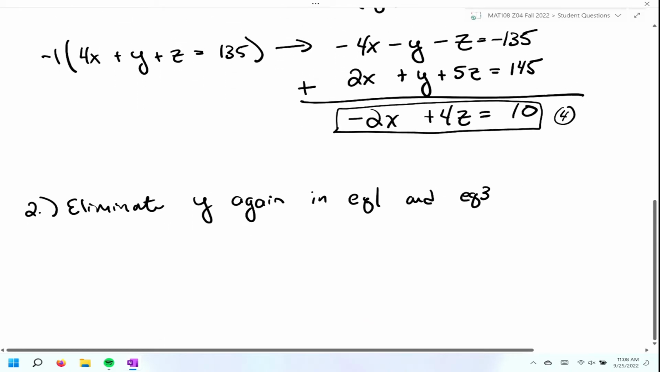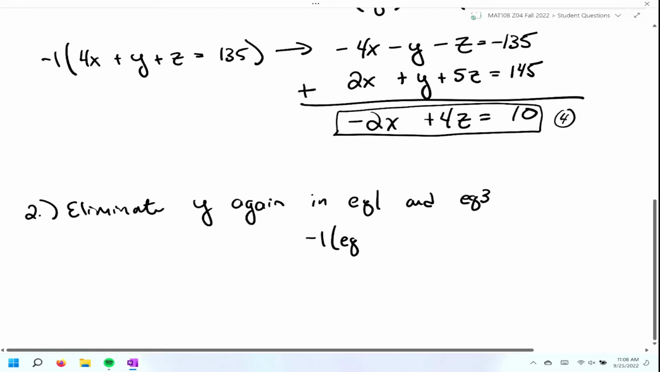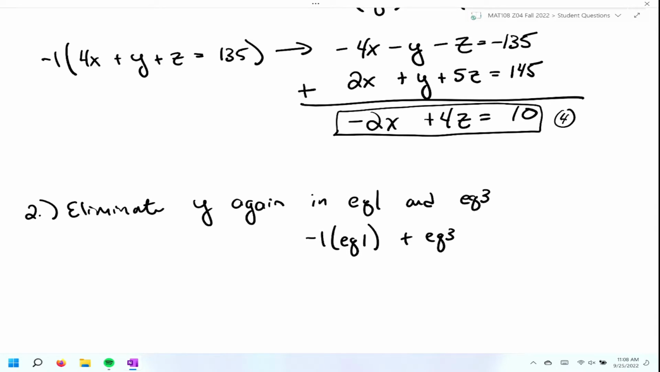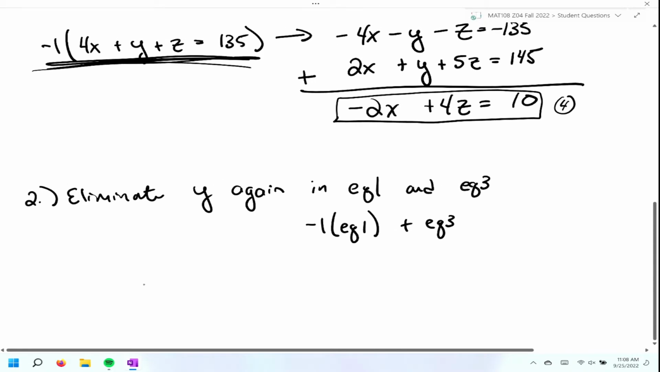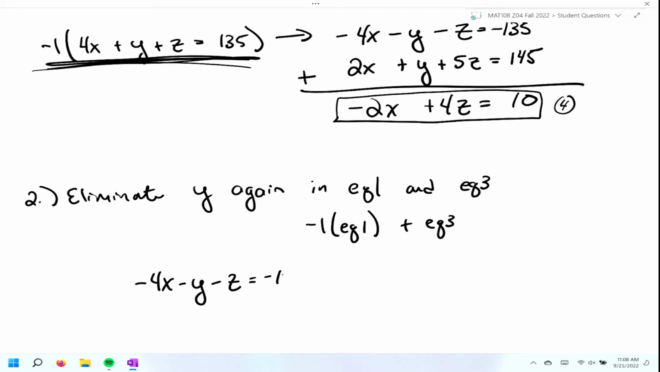Well, again, I'm going to take -1 times equation 1, and I'm going to add it to equation 3. Now, the reason why I did that is because I noticed right up above, right here, where I'm underlining, I already did -1 times equation 1, so it's already there for me. So I'm just going to rewrite it here. So -4x minus y minus z equals -135. There's my -1 times equation 1. And then let's write out equation 3.